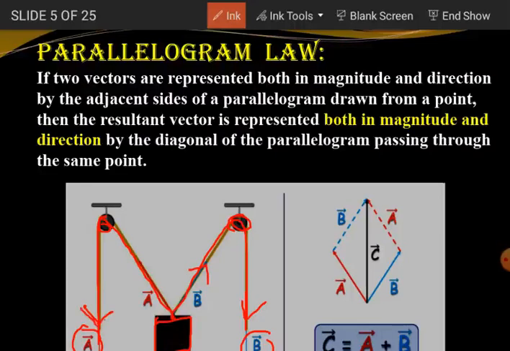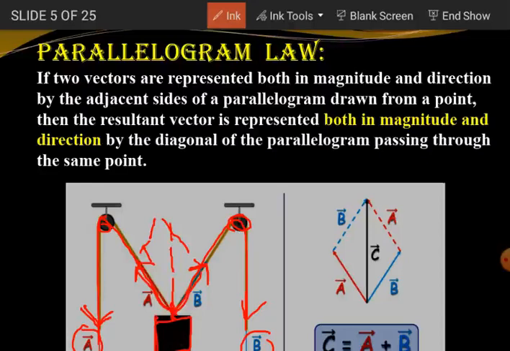So that force that is pulling downward must also be here. Your a vector and b vector are as if they are pulling like this. So what happens if you try to complete the parallelogram? The resultant of these two will be along the diagonal passing through this same point.